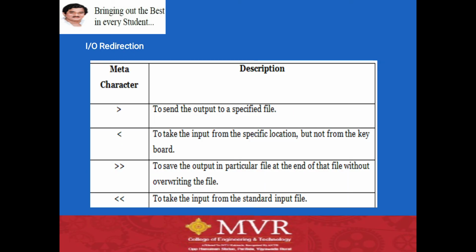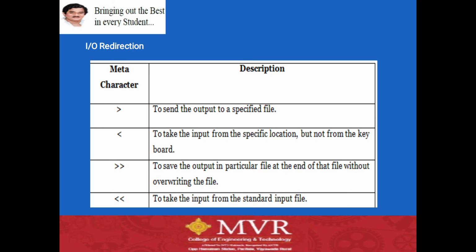And I am going to the second category, that is called IO redirection meta characters. These are also something we have discussed earlier, but we didn't know that these are IO redirection meta characters. These are again 4 types: greater than, less than, double greater than, and double less than.